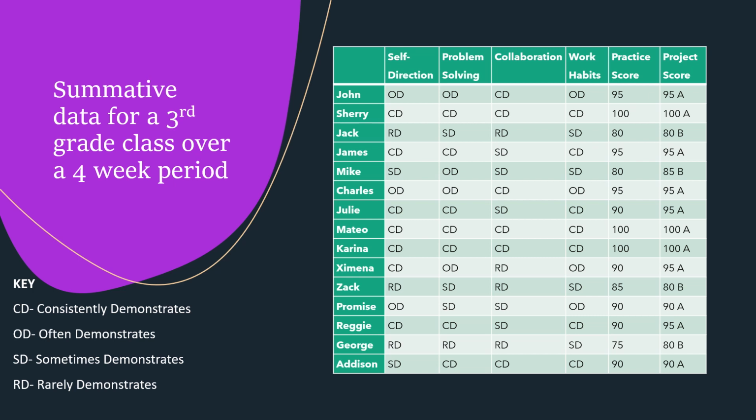This is a list of summative data for a third grade class over a 4-week period. As you can see on the left, listed are the students. The first 4 grades are qualitative grades. They are considered non-academic skills for art: self-direction, problem solving, collaboration, and work habits. The key for them is listed on the bottom left, and in the next slide you'll see criteria for how we grade that. And the 2 quantitative scores are practice and project. Practice happens first, and then comes project.